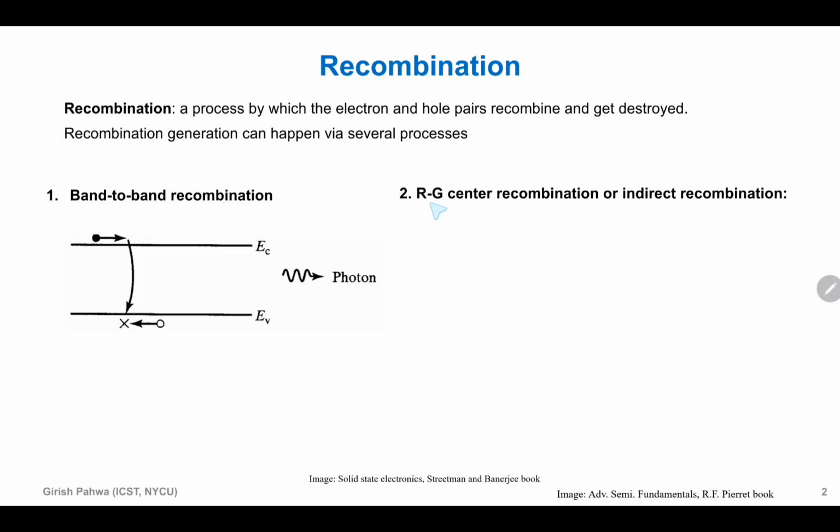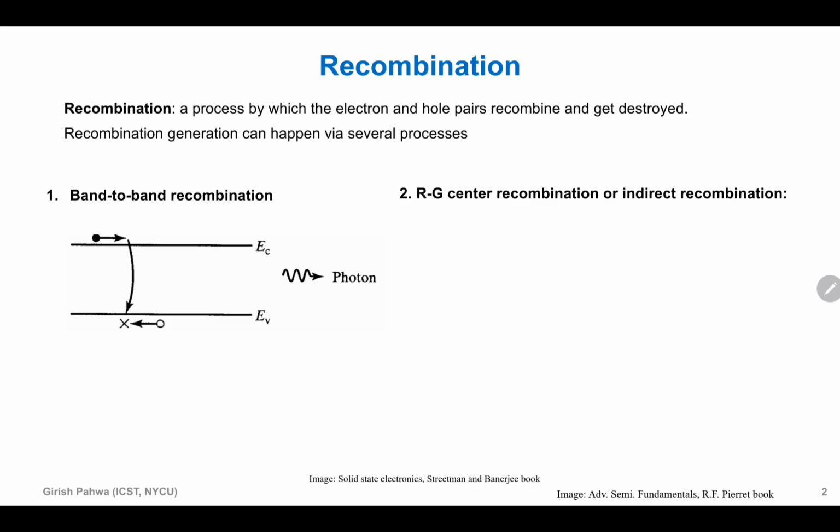There can be more processes. So there can be recombination. It's also called indirect recombination, by the way. So this is a direct recombination, where the electron directly recombines with the hole. But there can be a process in which the electron may indirectly recombine with the hole.